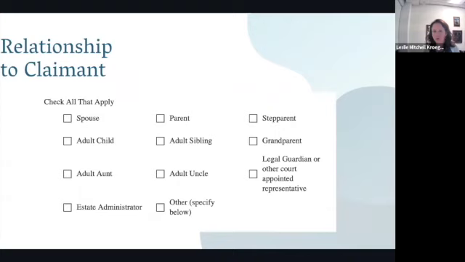Next, please. What's your relationship? Are you a parent? Are you a step parent? Are you a legal guardian? Are you the estate administrator? Whatever your relationship is to the person that you're filling the form out on behalf of is where you check here. And you'll need to prove that you have legal standing to do this.